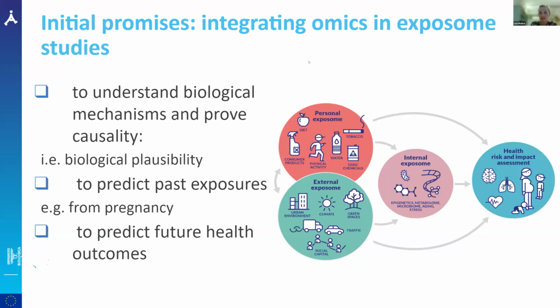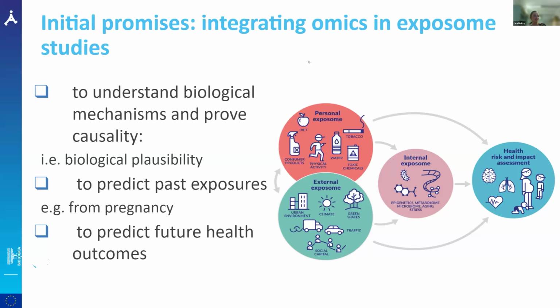The second main objective is to predict past exposures. For example, predicting from pregnancy. We know that early life has a strong influence on the rest of disease progression throughout lifetime. But usually, for example, if we design a clinical study and recruit patients in their adulthood, how can we measure back their past exposure? Not only based on questionnaires having recall bias, but using objective measurements through omics measurement.